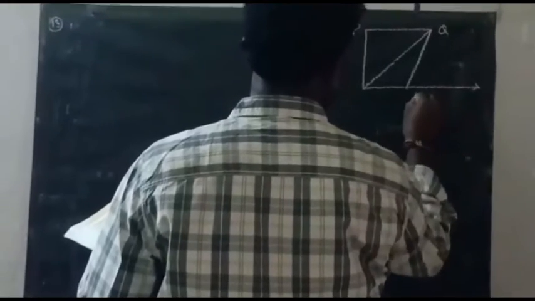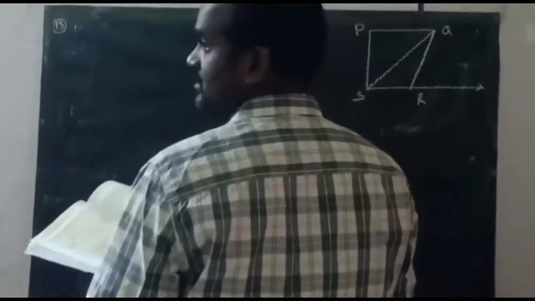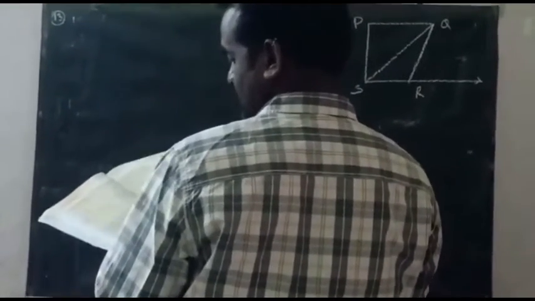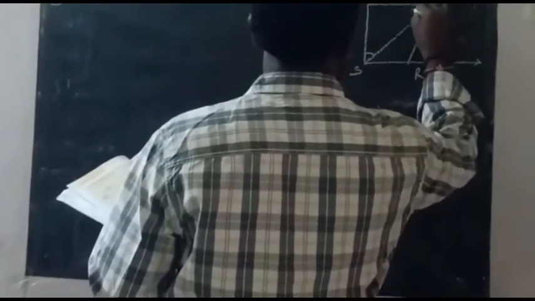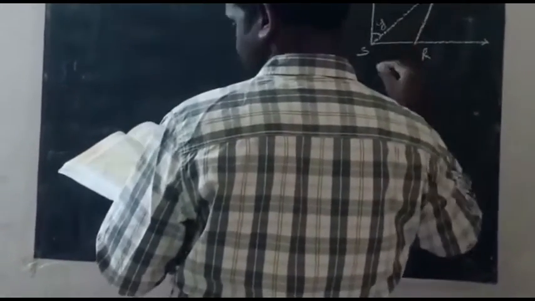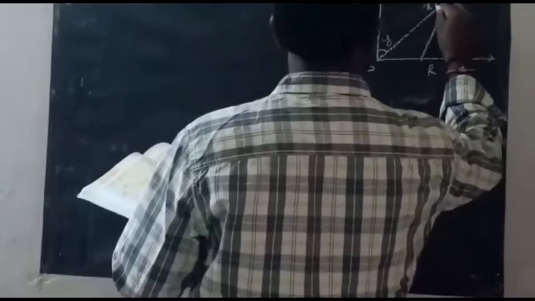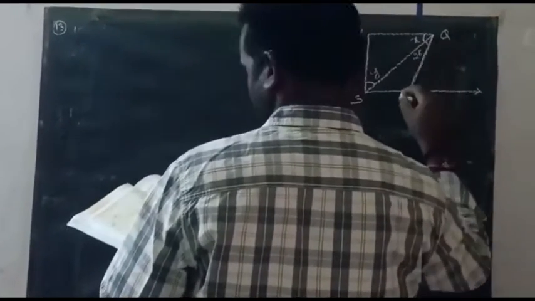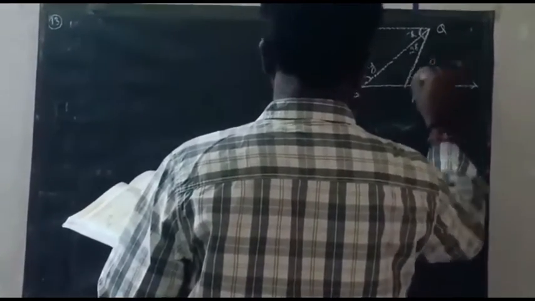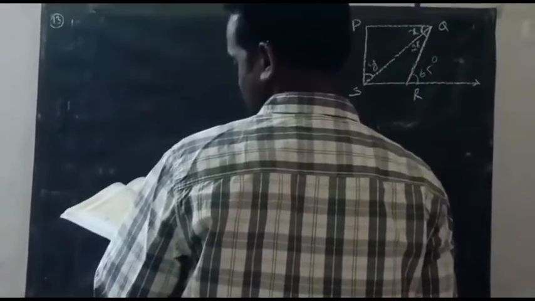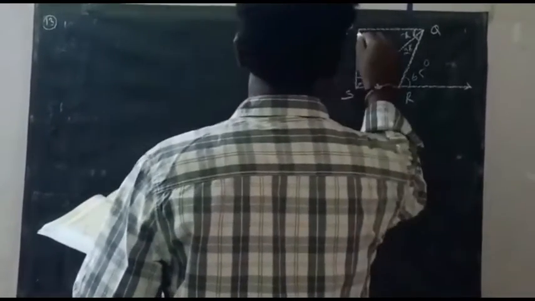PQRS, this angle is X, this is Y, this is 28 degrees given, and this angle is equal to 65 degrees given. Okay? This is 90.